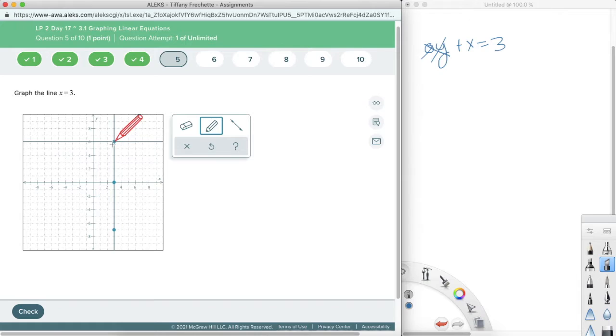So what this is telling me is that it's going to be a vertical line if it says x equals. If it says y equals, it's actually going to be a horizontal line, because we always want y to equal whatever that number is. So there are special circumstances when you see just x equals or just y equals. All right.